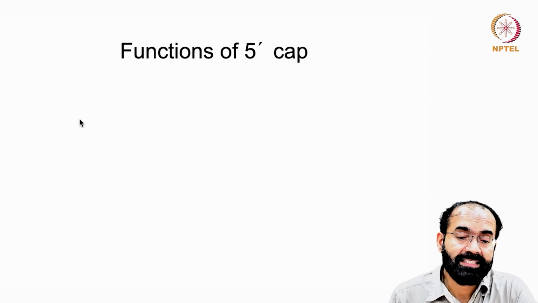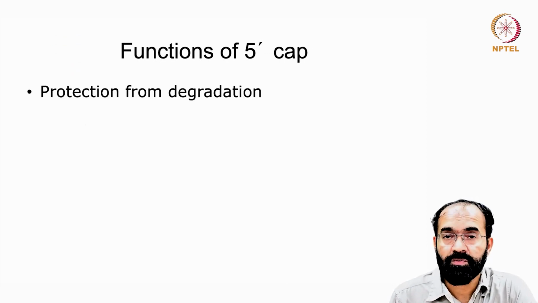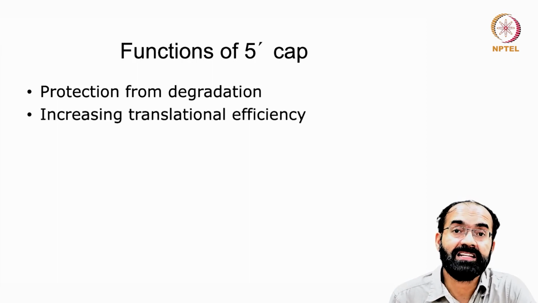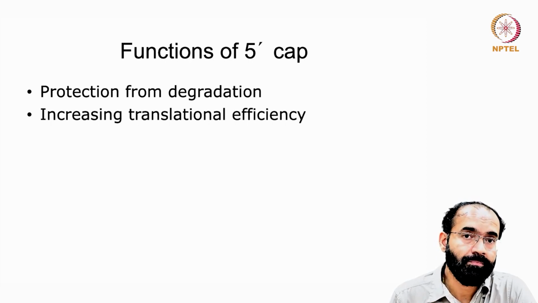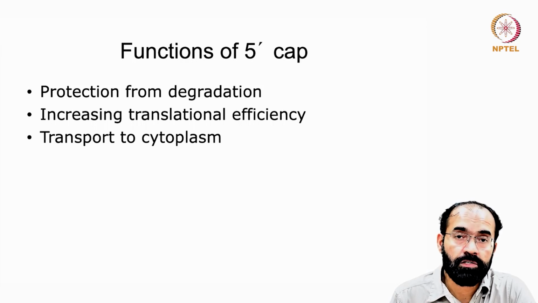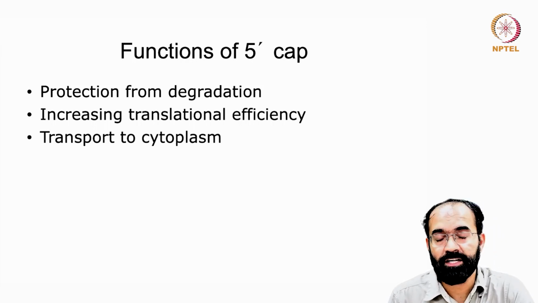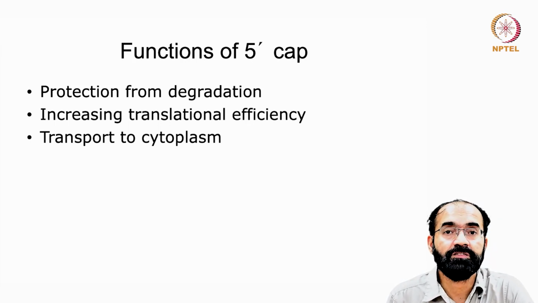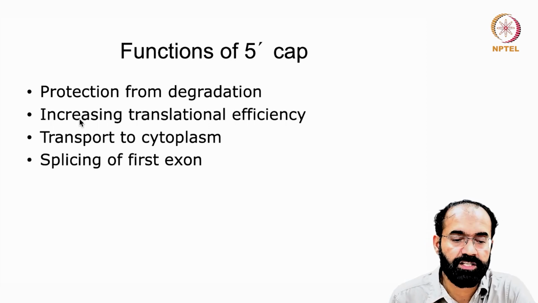Let us see what the functions of the 5' cap are. Protection from degradation, we all know, we discussed it, and also increasing the translational efficiency. If an RNA has a 5' cap, the 7-methyl guanosine cap, it enhances the ability of this RNA to participate in protein translation, and it also facilitates transport to the cytoplasm. If this RNA is devoid of this cap, it will not be pushed into the cytoplasm, because it will fail the quality control test in the nucleus.